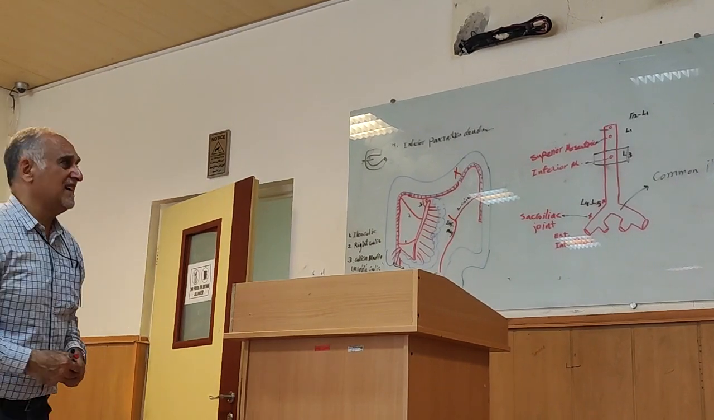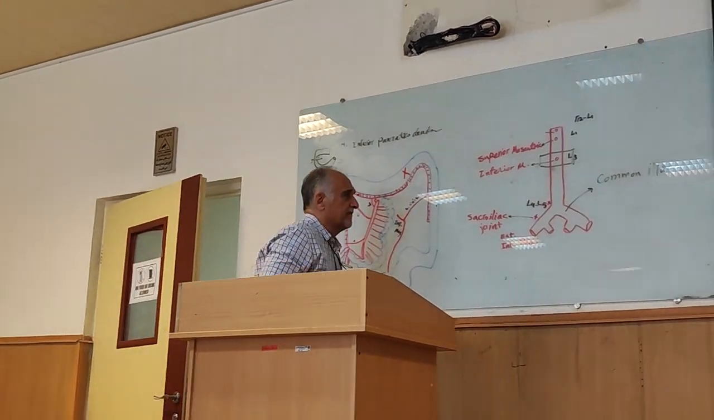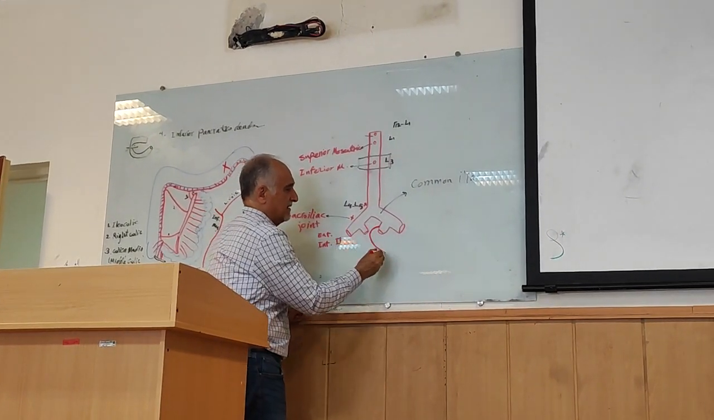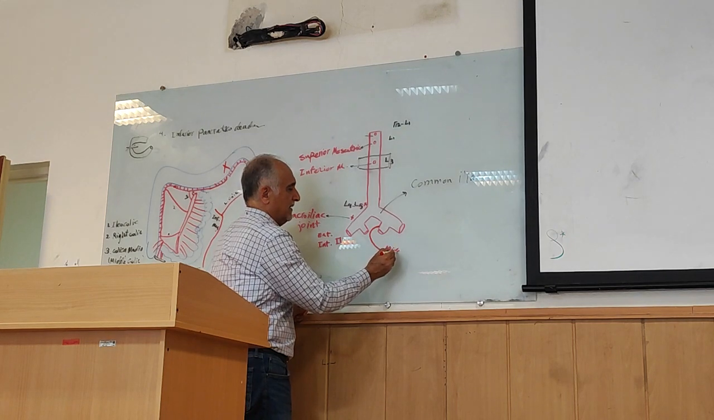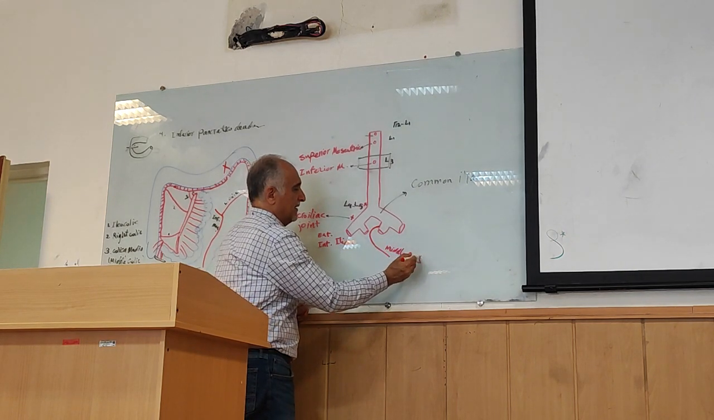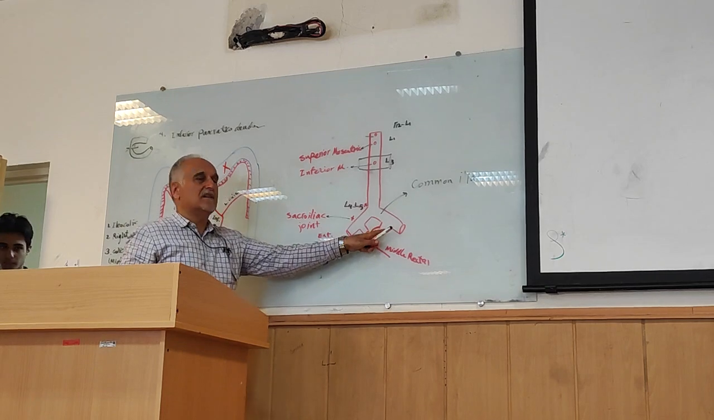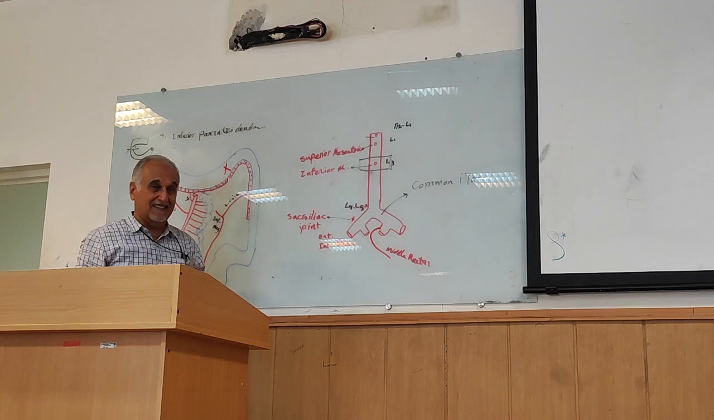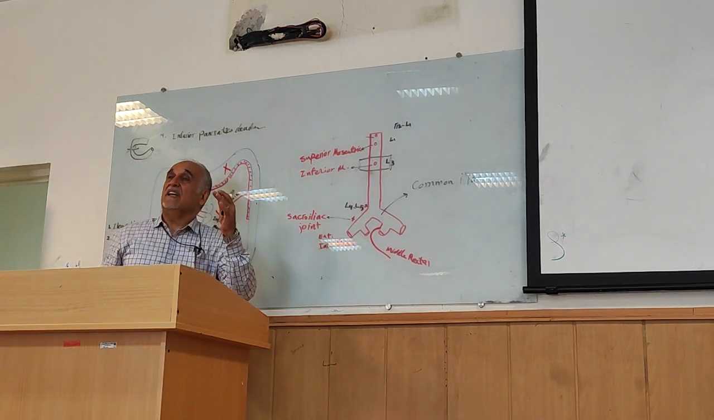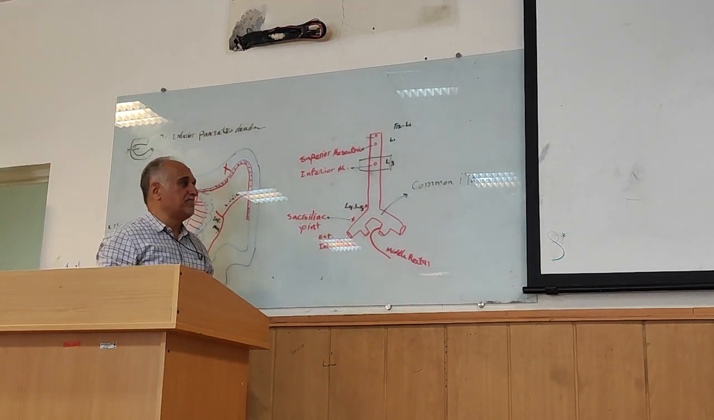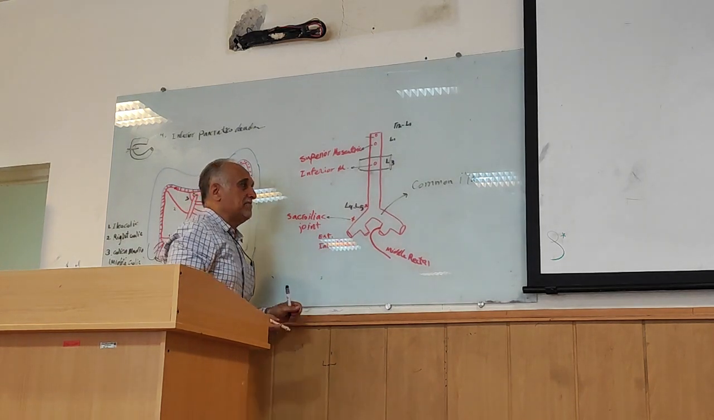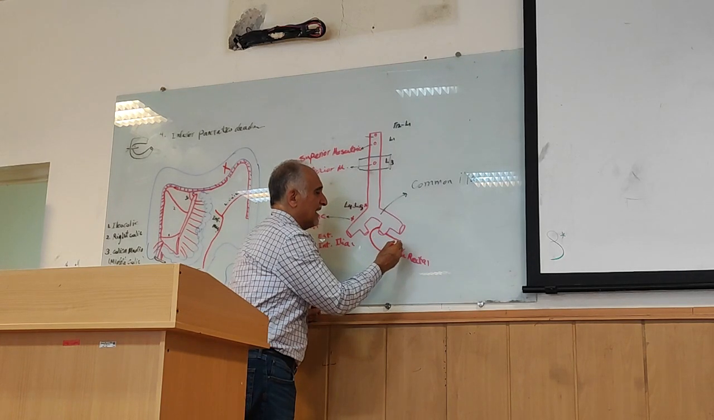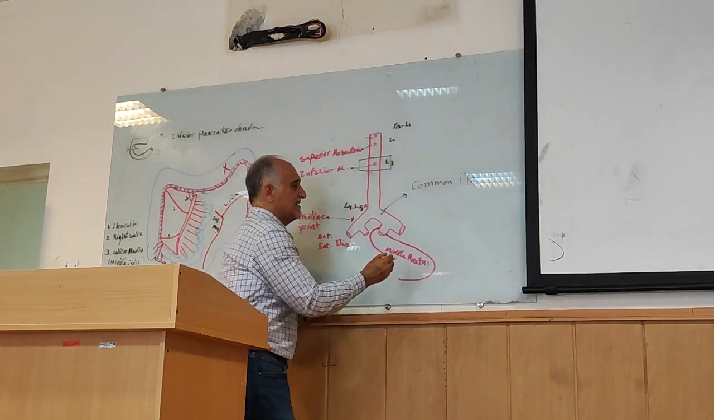Middle rectal is a branch of what? Middle rectal. What is this? Internal iliac. It's a branch of the internal iliac. And inferior rectal is a branch of the main branch of the internal iliac. Internal iliac has another branch that we say internal pudendal.